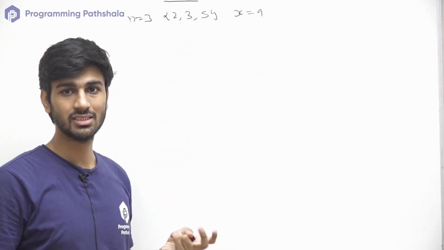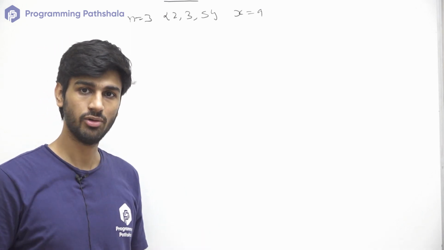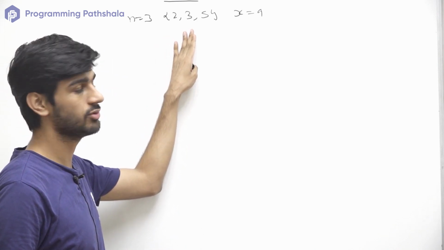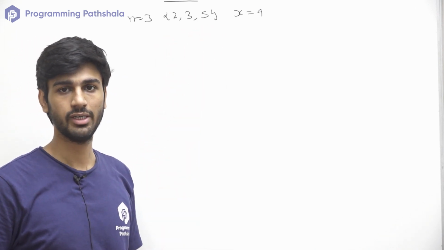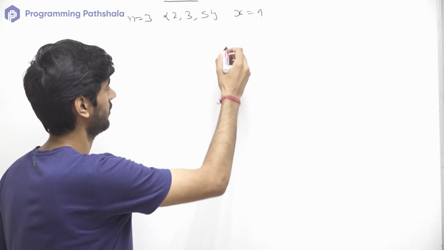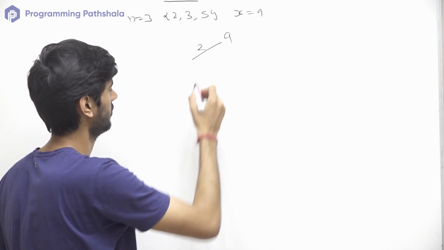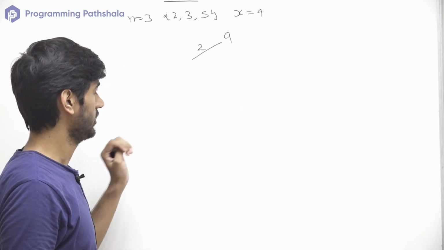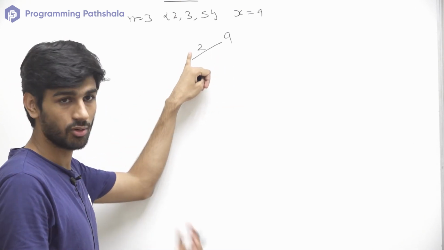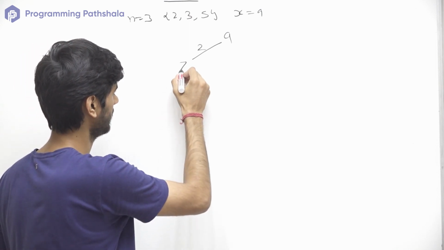To get a sum of 9, we will pick some number of coins. While picking a coin, we have 3 options. We can either pick a coin with value 2, or a coin with value 3, or a coin with value 5. Let's explore these 3 possibilities. We want a sum of 9. The first possibility is that we can pick a coin with value 2. Now if we pick a coin with value 2, the remaining value will be 7.